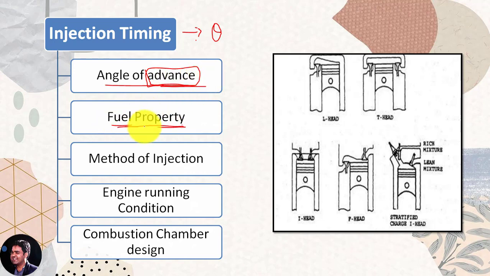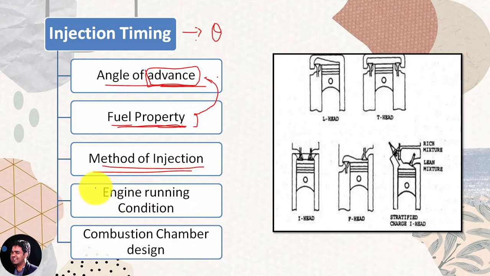Now, fuel properties are affecting the injection timing. For example, you can consider viscosity to understand this in a simple manner. The higher the viscosity, the more time we require to achieve complete combustion. So considering higher fuel viscosity, the angle of advance will be higher in this case. Likewise, the method of injection also affects the injection timing and behavior of the engine.